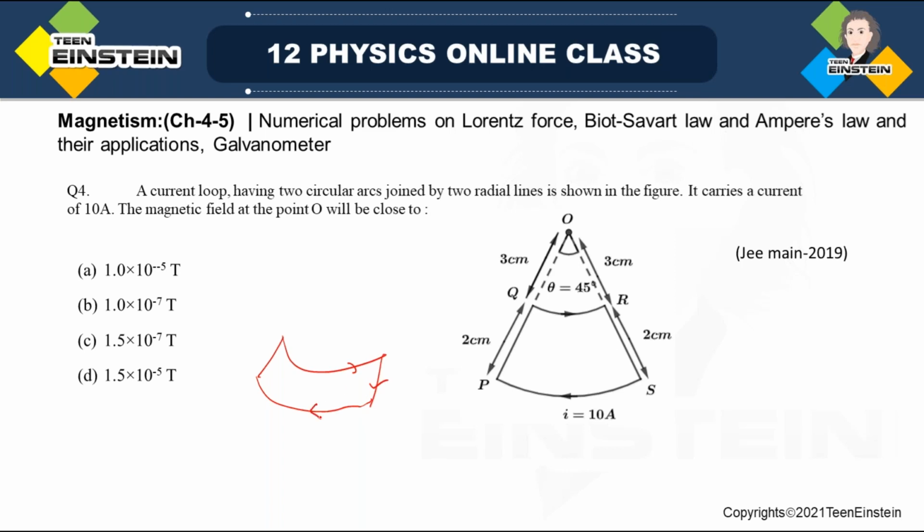As you see from here, the circular arcs are carrying a current I equal to 10 ampere. As you see in the figure, the angle subtended by the ends of these two arcs is 45 degree. That is very clear from the figure. And the radius of this particular arc is 3 centimeter, and the radius of this particular arc may be 2 plus 3, 5 centimeter.